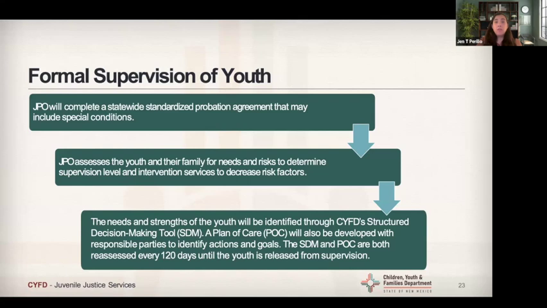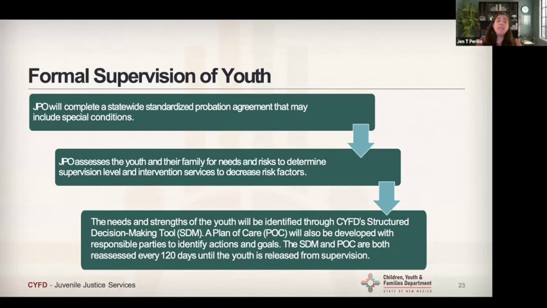For formal supervision of youth by juvenile probation. And so not all youth obviously are going to be put into a correctional facility, but could be still subject to different types of formal monitoring by juvenile probation. And so if they are under formal supervision, they'll complete a statewide standardized probation agreement that has been created by Juvenile Justice Services. And that can include special conditions that are imposed on an individual youth based on their needs.